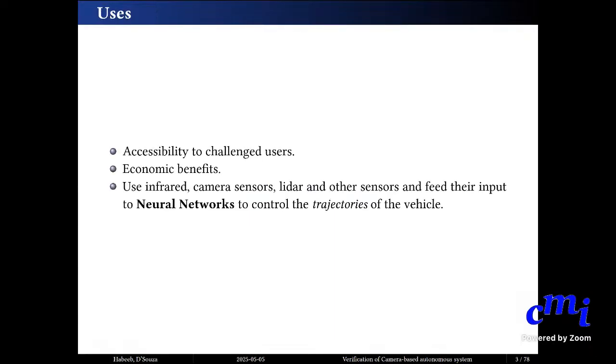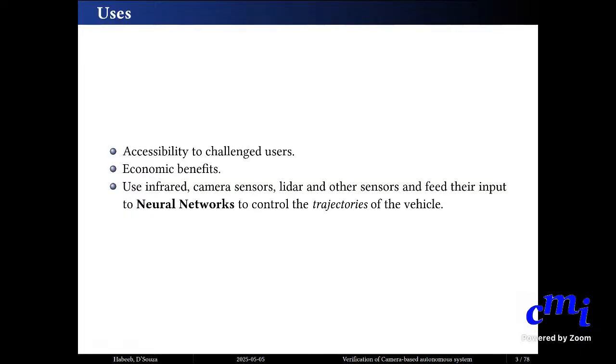So, introduction. These camera-based autonomous systems can be used to design self-driving cars, drones, etc. These enable disabled or challenged users to access what they cannot, I mean, driving capabilities. Also, it has economic benefits like delivery and automated machineries in factories and all.